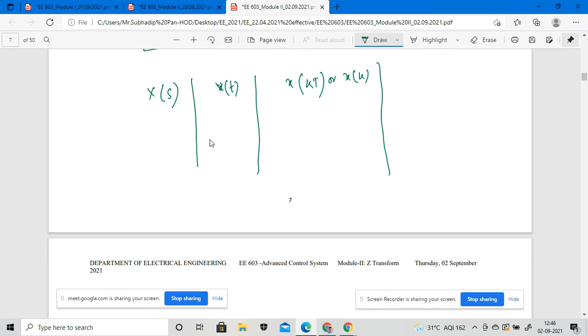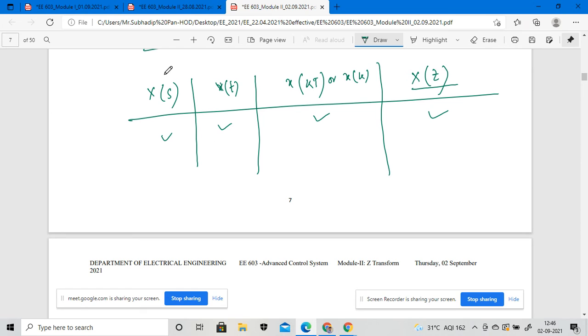So what is the table? I will show you the table. In the previous lecture I discussed that the table will contain x of s, x of t, x of kt, or x of k, the same thing, and the table will contain the final values of the z transformation x of z. That thing will be shown in the table. I will show you the table.